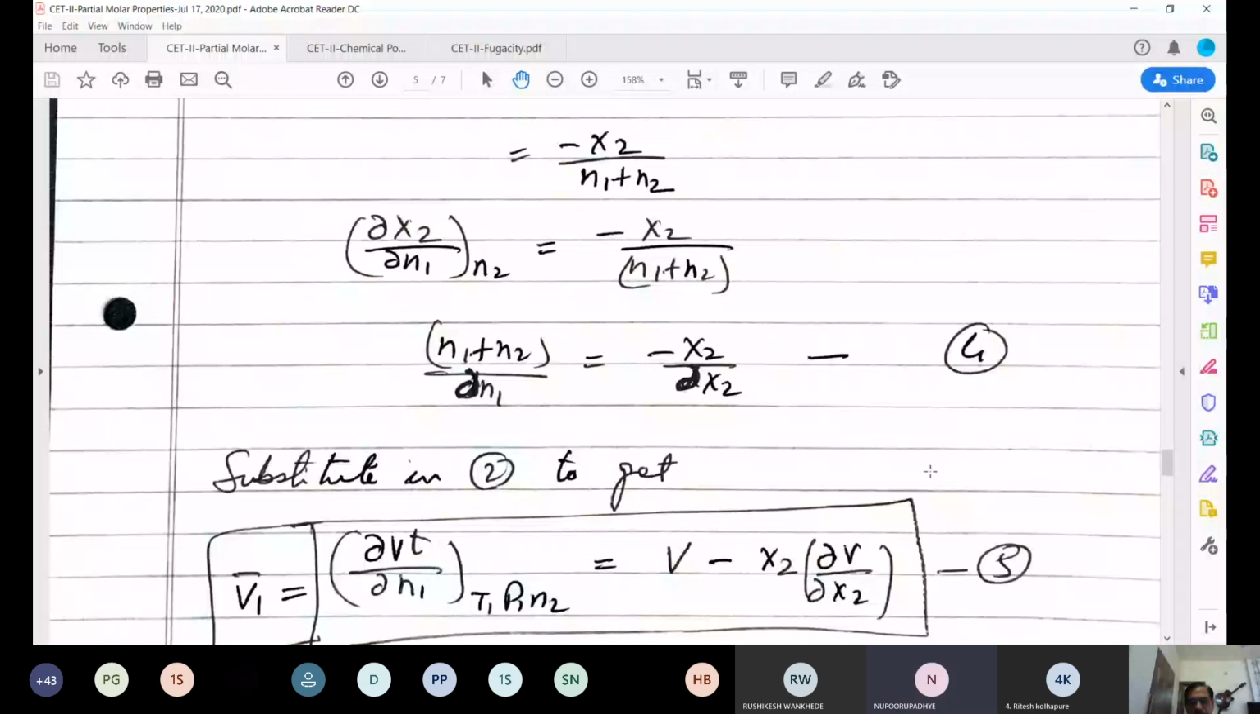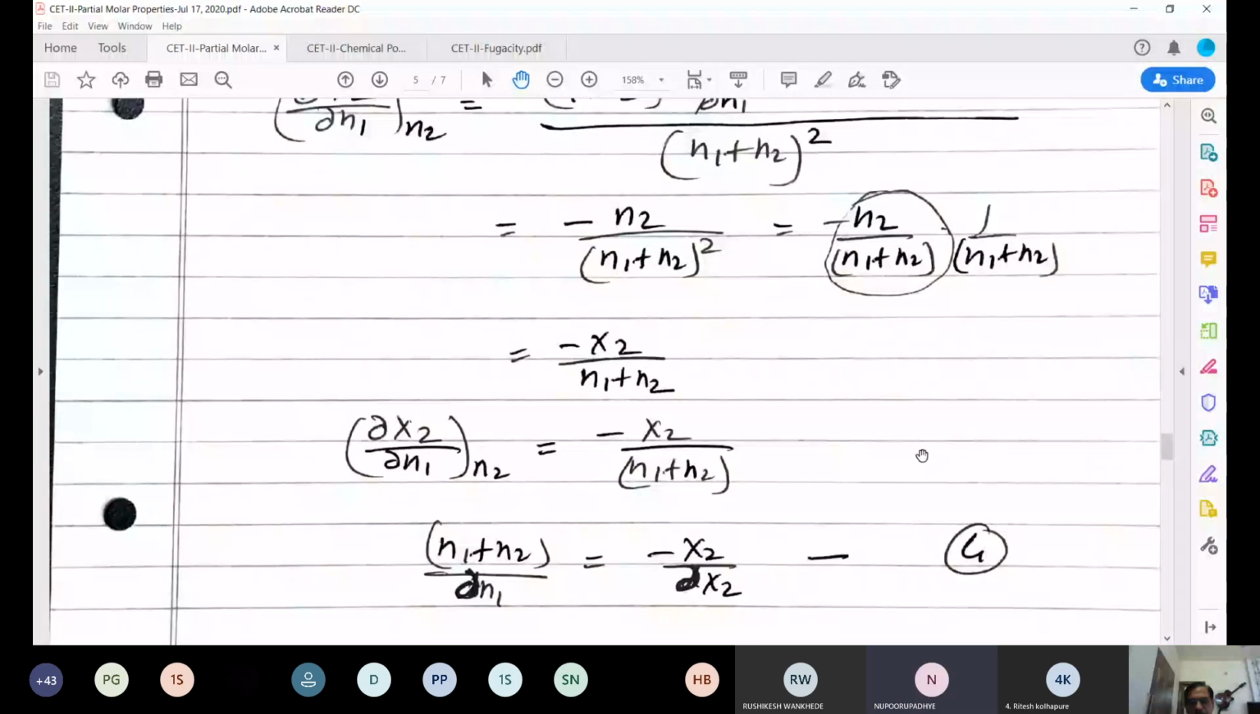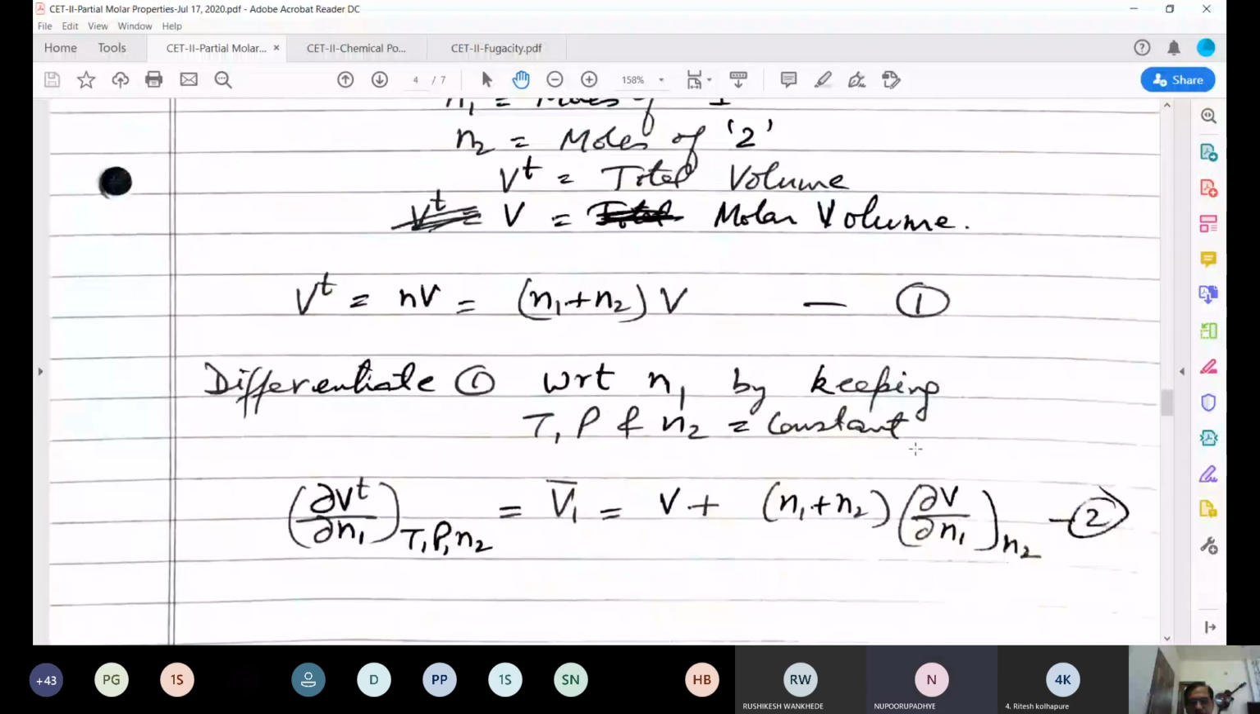Sir, could you please show equation 2 once? Equation 2. Yeah, this is equation 2. So we have ∂Vt/∂n1 at constant temperature, pressure, and constant n2, is equal to V plus n1 into n2 ∂V/∂n1 at constant n2.